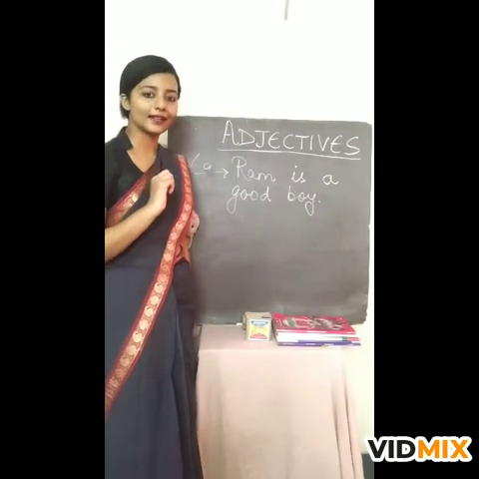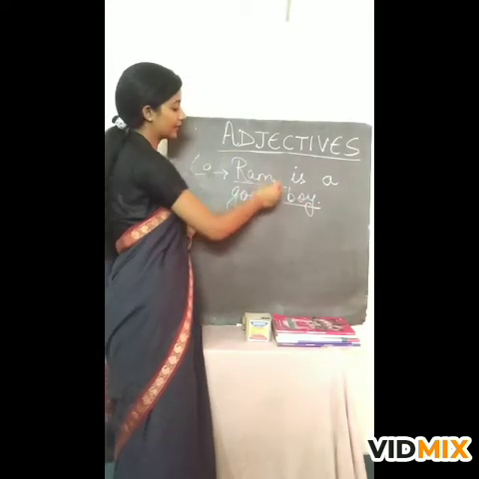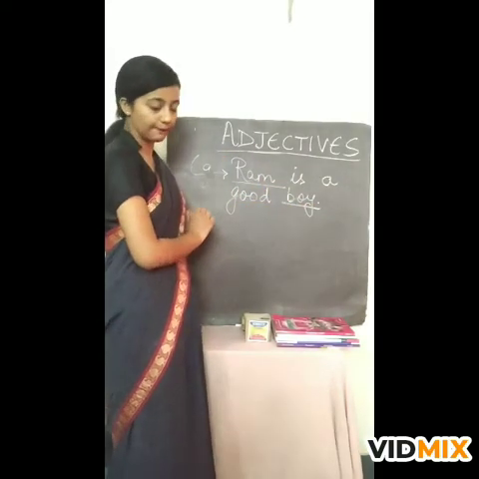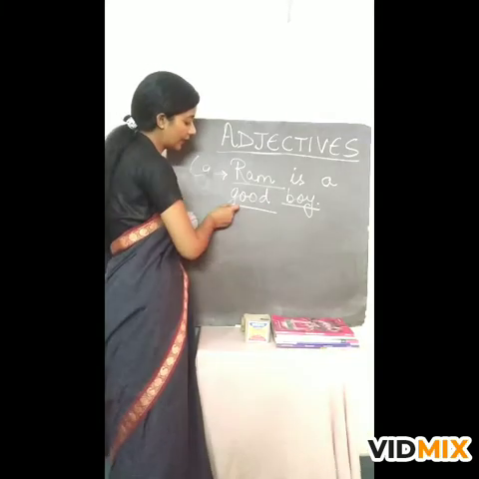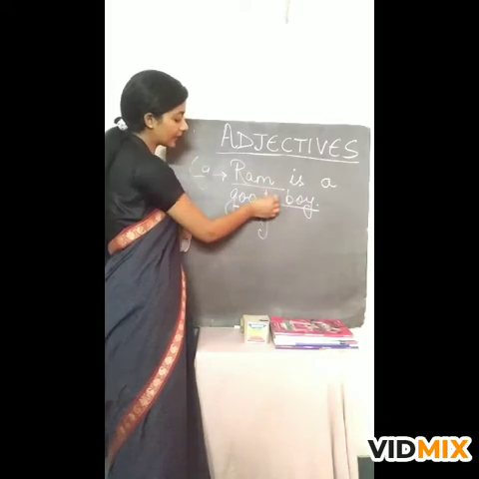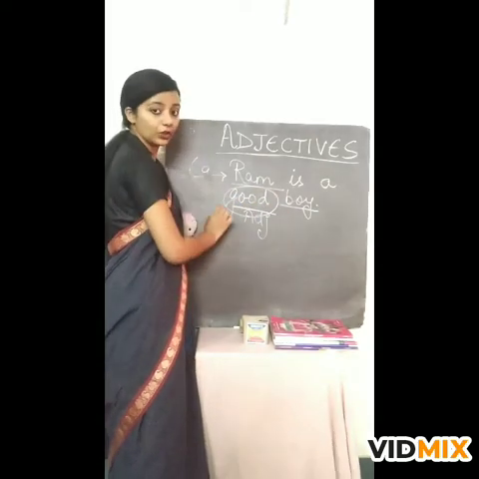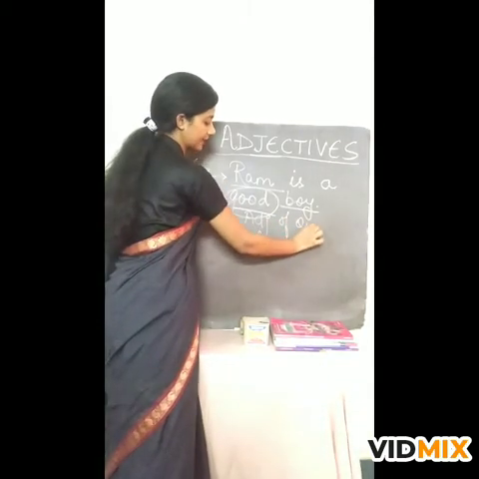Yes, you all are correct. Noun is Ram and boy, because this is person. Okay, now which word is describing the noun? Yes, good is describing the noun, and it is the quality of Ram. Okay, so it is said to be the adjective of quality.